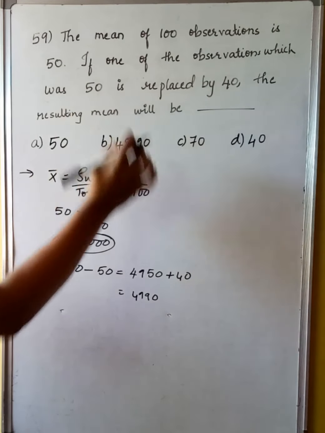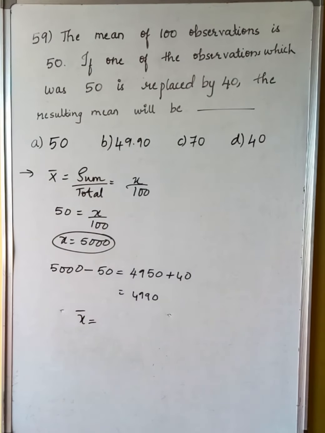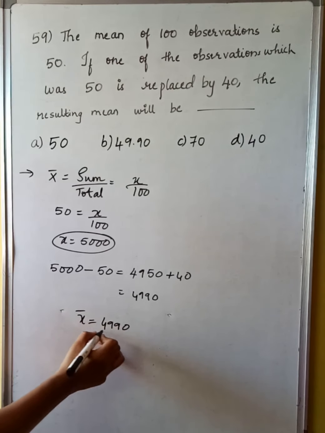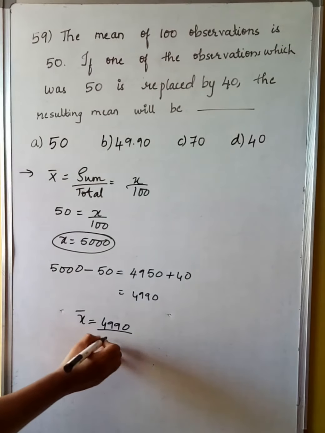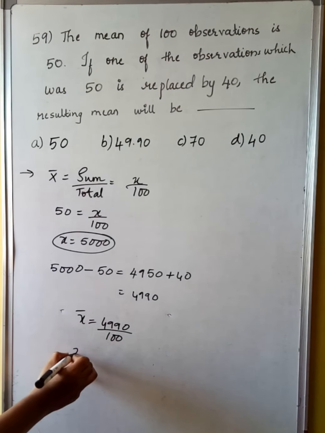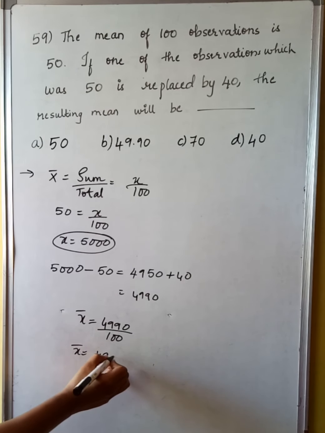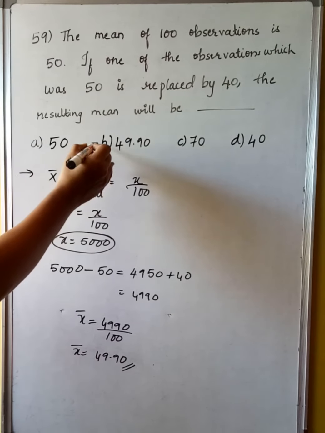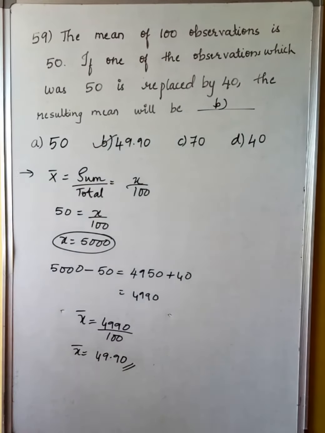But the resulting mean is what they asked. So x bar is equal to the sum of observations, 4990, whole divided by the number of observations, which will remain the same, 100. So x bar is equal to 49.90. This is your answer. Just check which option it will satisfy. It is the second option. So the answer here is B, the right option.